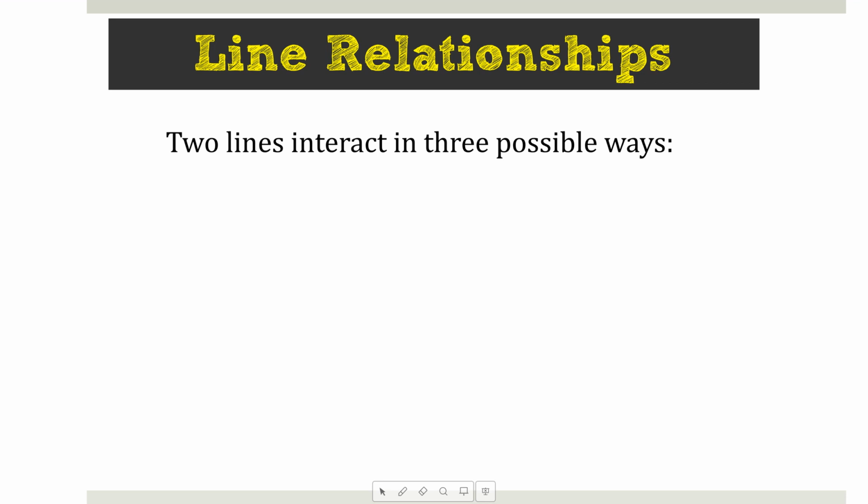So we're going to start with three ways that two lines can interact. In other words, I'm going to draw two lines. How can they interact with each other? Ideas. Draw two lines on your iPad. What are they going to do? Go ahead, draw two lines.